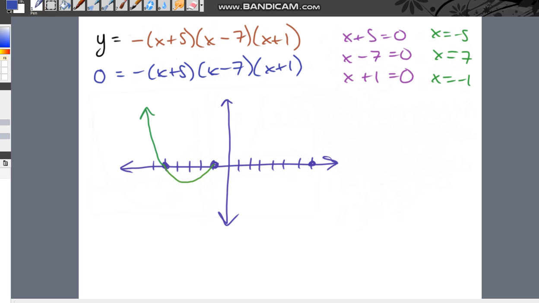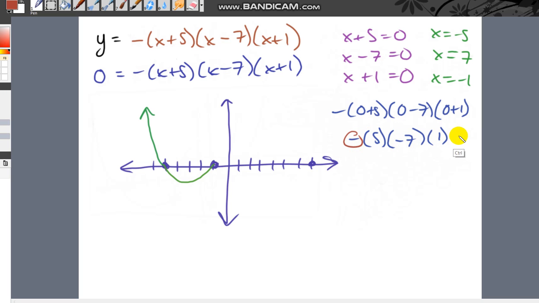Okay. So choose something between -1 and 7. Let's try 0. 0 might be nice. So if we try to plug it into here, we're going to get negative times 0 plus 5 times 0 minus 7 times 0 plus 1. And then we get -5 times -7 times 1. As you can see here, we have two negatives. They become positive. So in other words, this y value is going to be greater than 0.